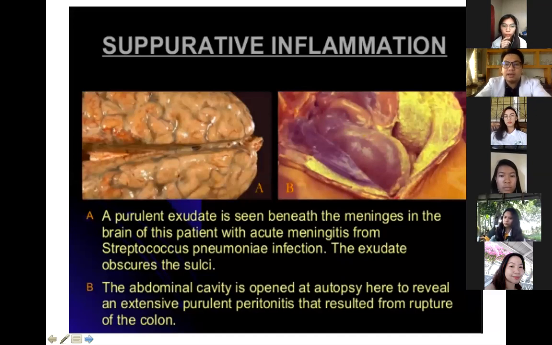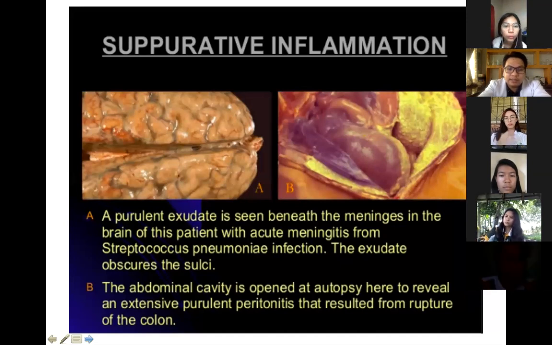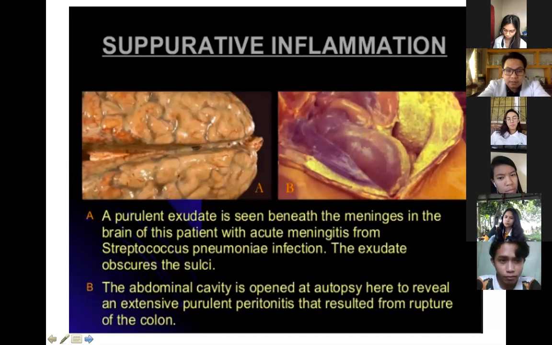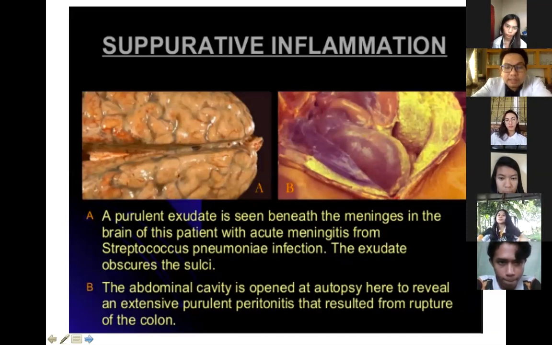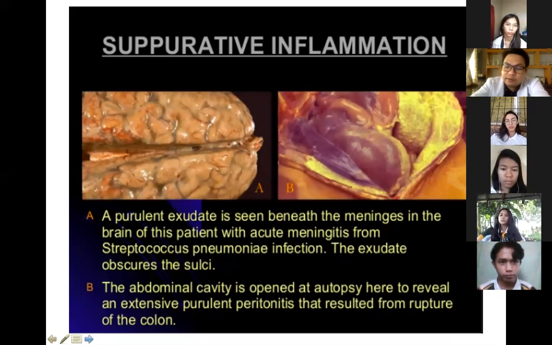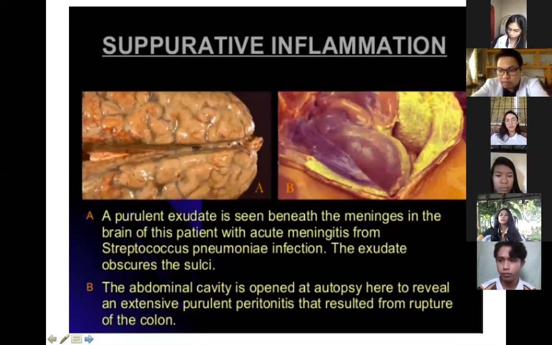So this is an example of suppurative inflammation. Okay, the first picture, class, is a picture of a brain with an inflamed meninges. Obviously, this is caused by Streptococcus pneumoniae causing acute meningitis. Okay. The second picture is an abdominal cavity opened at autopsy here to reveal an extensive purulent peritonitis that resulted from rupture of the colon. Okay. So, natanggal ang brain. So, obviously, dead yan silang dalawa.